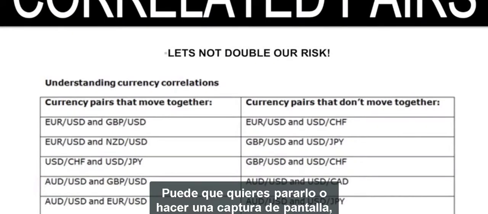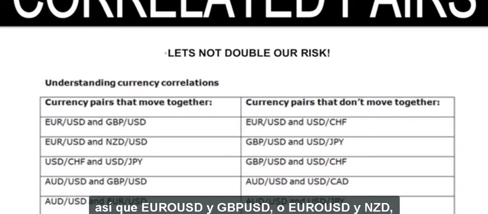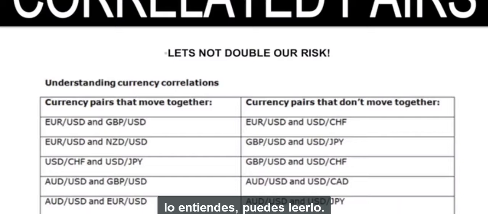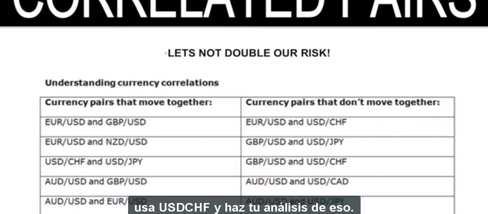You might want to pause this or screenshot this. This is just a slide of uncorrelated pairs. On one side, you see the side that we would call positive. So Euro USD and GBP USD, or Euro USD and NZD, you get it, you can read. All right, and then there's the other side that don't move together. This is where you would want to try to branch off. So if you buy Euro USD, then go and do something different. Go use USD CHF and draw your analysis on that.